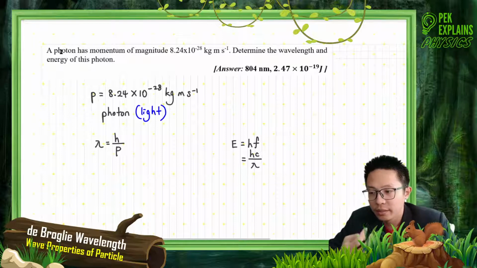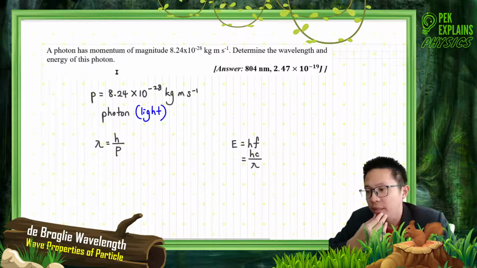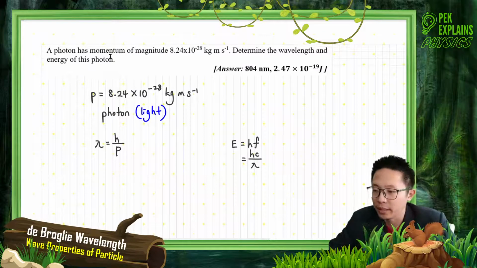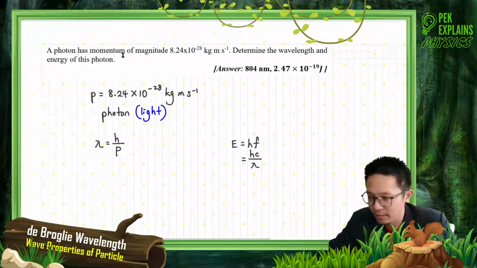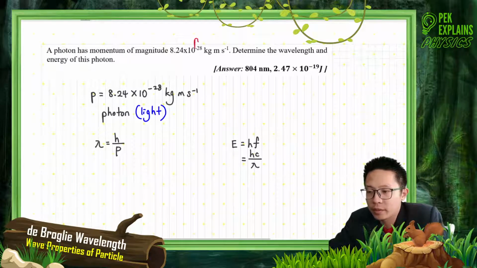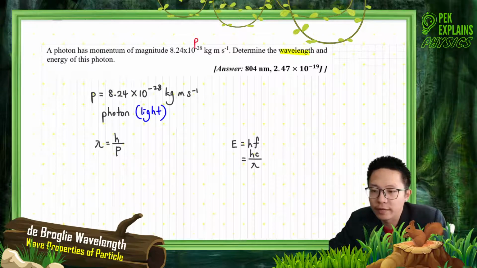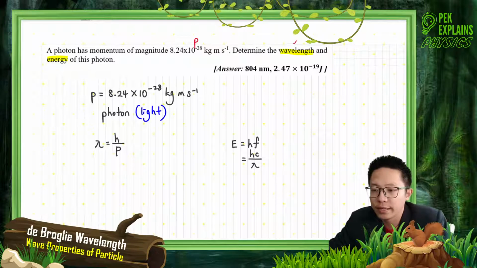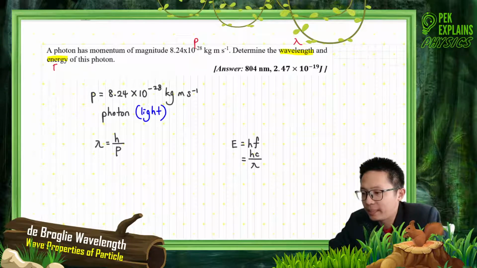So you see, light we normally regard as a wave. Here we regard the light as a particle because it has momentum. So light also has momentum. A photon has a momentum, and momentum is P. The question asks us to find the wavelength and energy of the photon. So wavelength is lambda, energy is E.